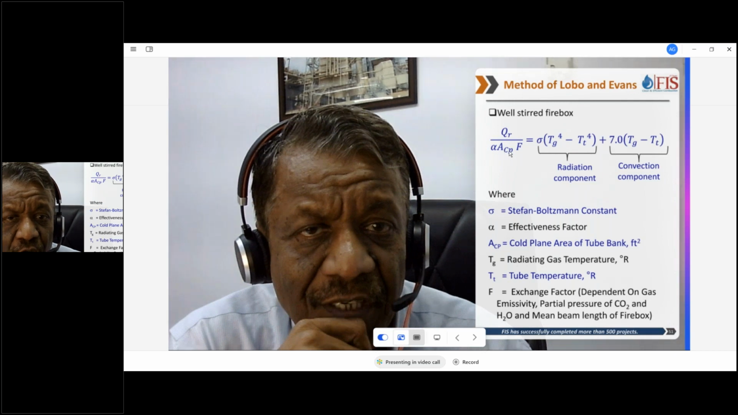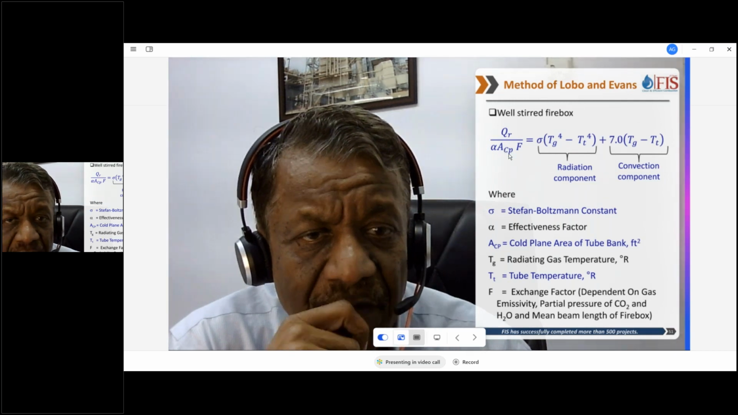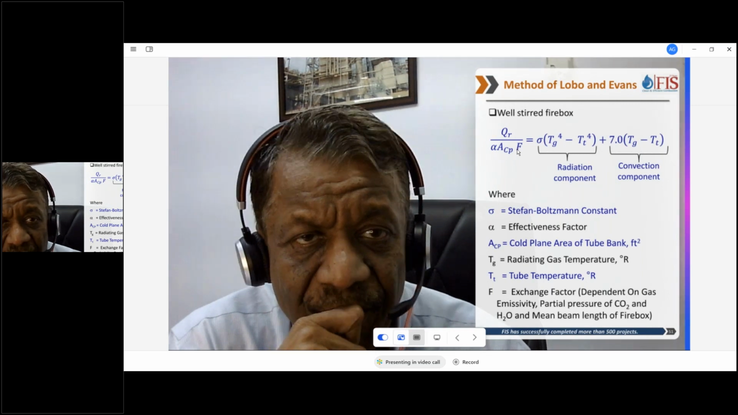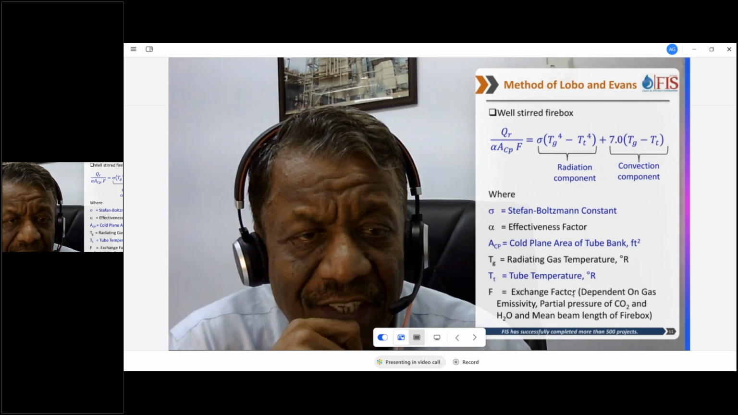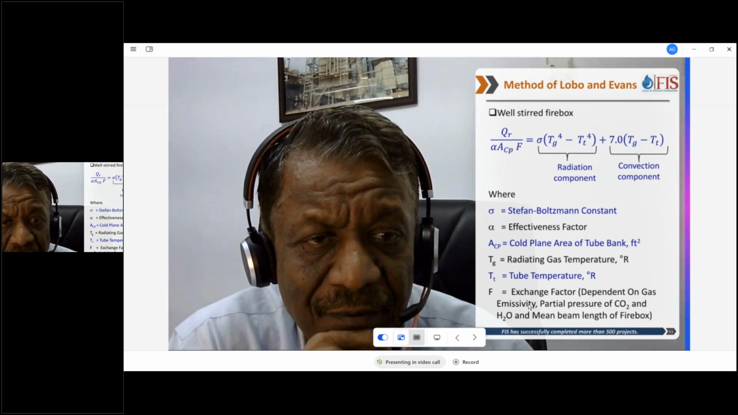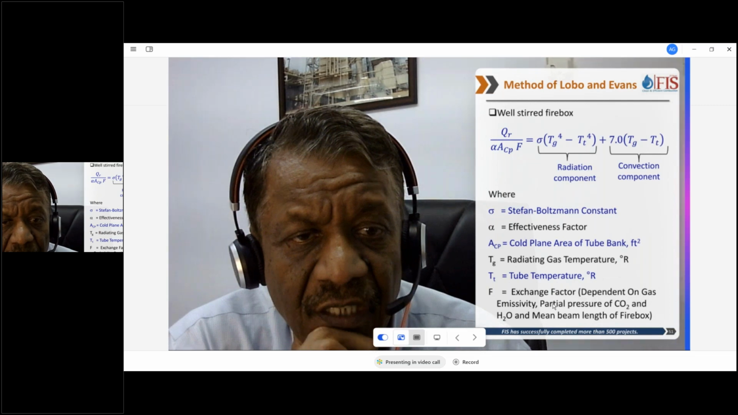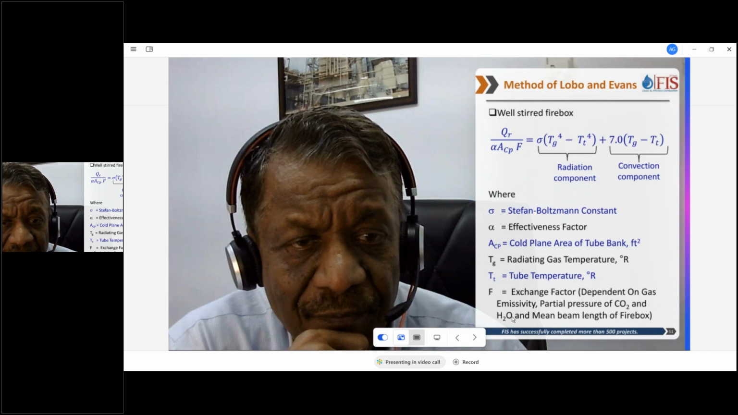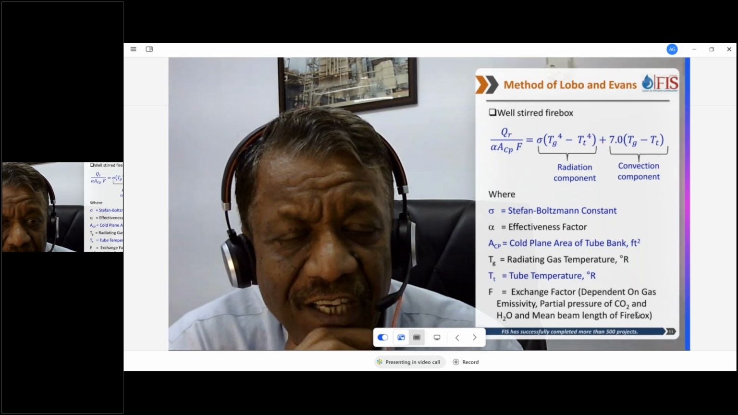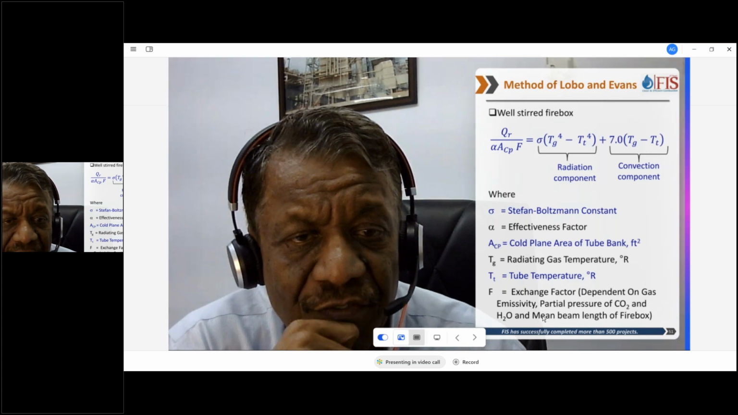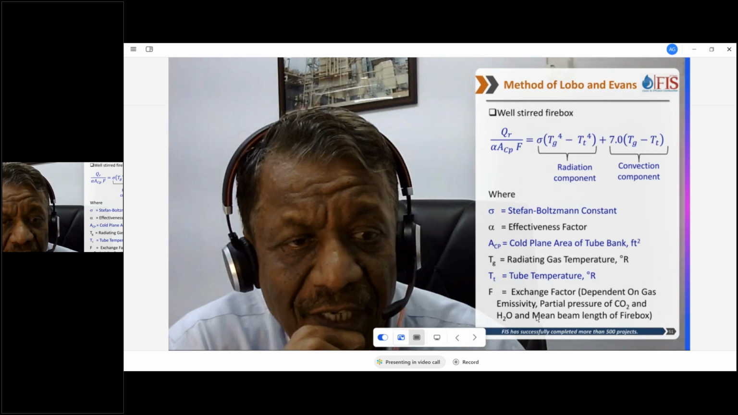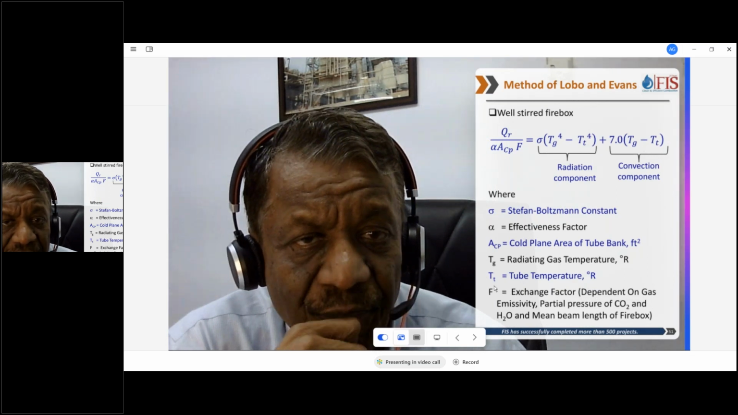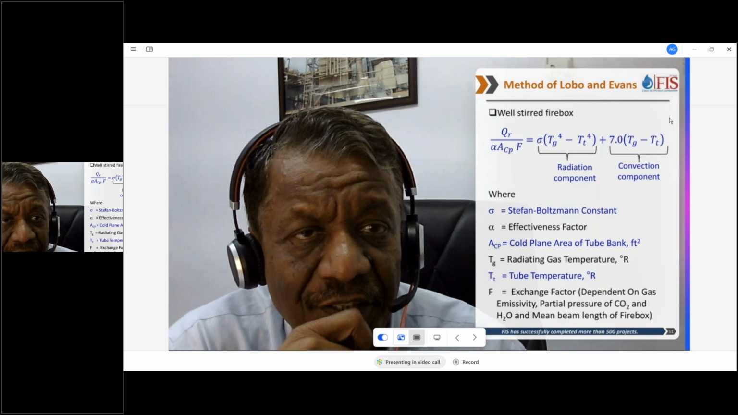ACP is the cold plane area. And then F is the exchange factor. So exchange factor is depending on the gas emissivity, then the partial pressure of CO2 and water vapor, and the mean beam length of firebox. So these are the 3 parameters which we will be calculating in our next webinar to calculate the exchange factor. And then we will be solving for this equation.